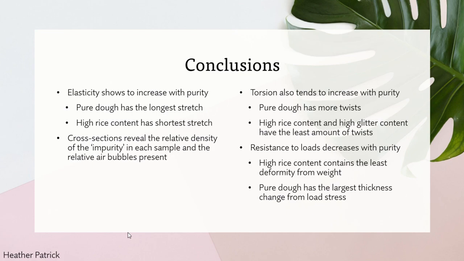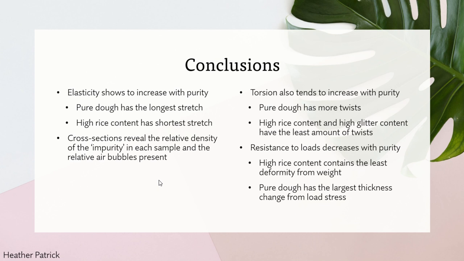Some conclusions that I reached when I was doing our test: elasticity tends to increase with purity. As we saw, the pure Play-Doh was the one that had the longest stretch, and the one with a lot of rice, which is normal long grain rice, has a higher surface area and volume. That one led to the shortest stretch. And the cross sections I kind of touched on already. The relative density of the impurity tends to be high, and I showed you how much of an effect it can have, just to add a visual example to the resistances that I'm about to talk about.